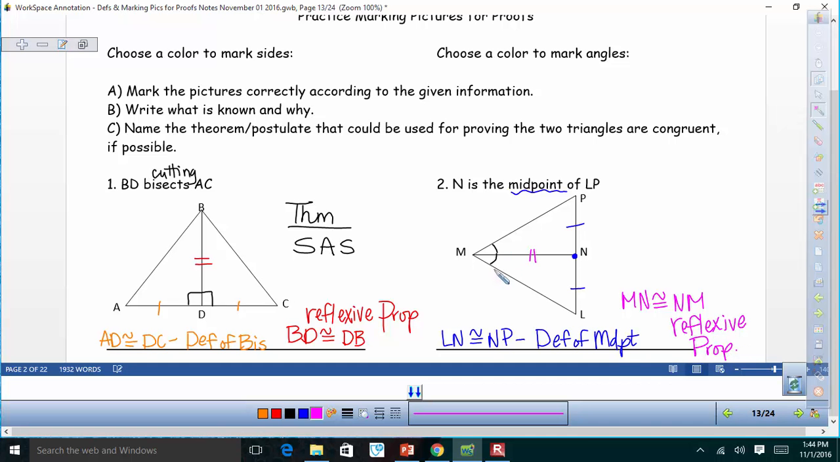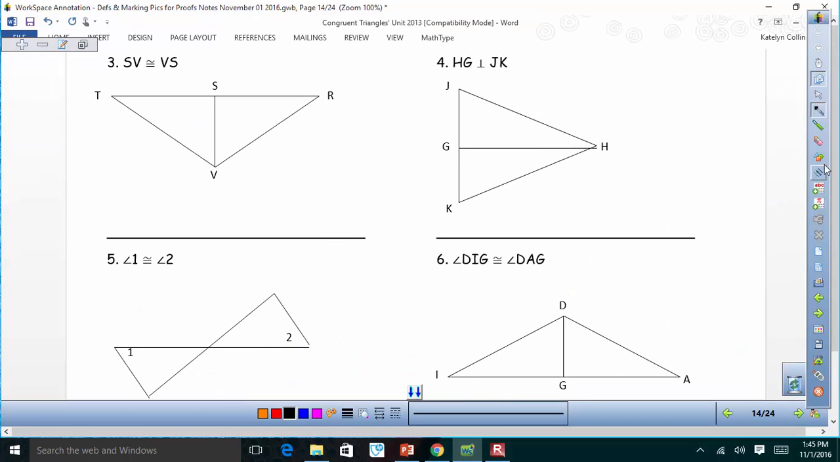Now, is there a theorem that can prove these congruent? Looking at this one, we have a side and an angle. Is SSA, does that work? No. So this is SSA, which means it's not congruent. Okay, how are y'all feeling about this? Okay, let's try some more.